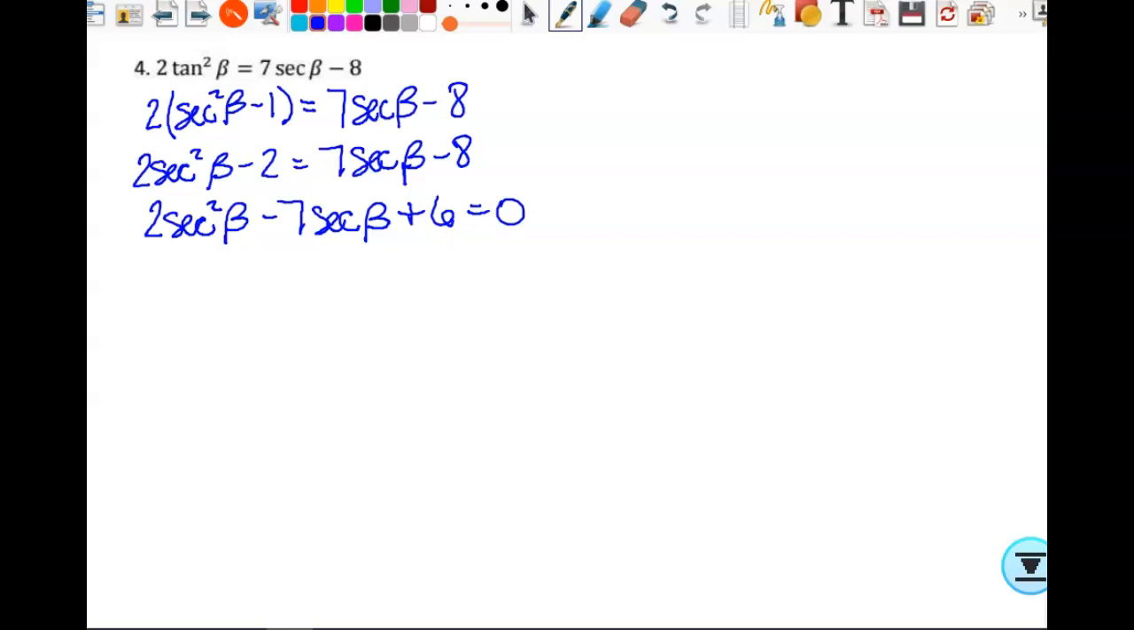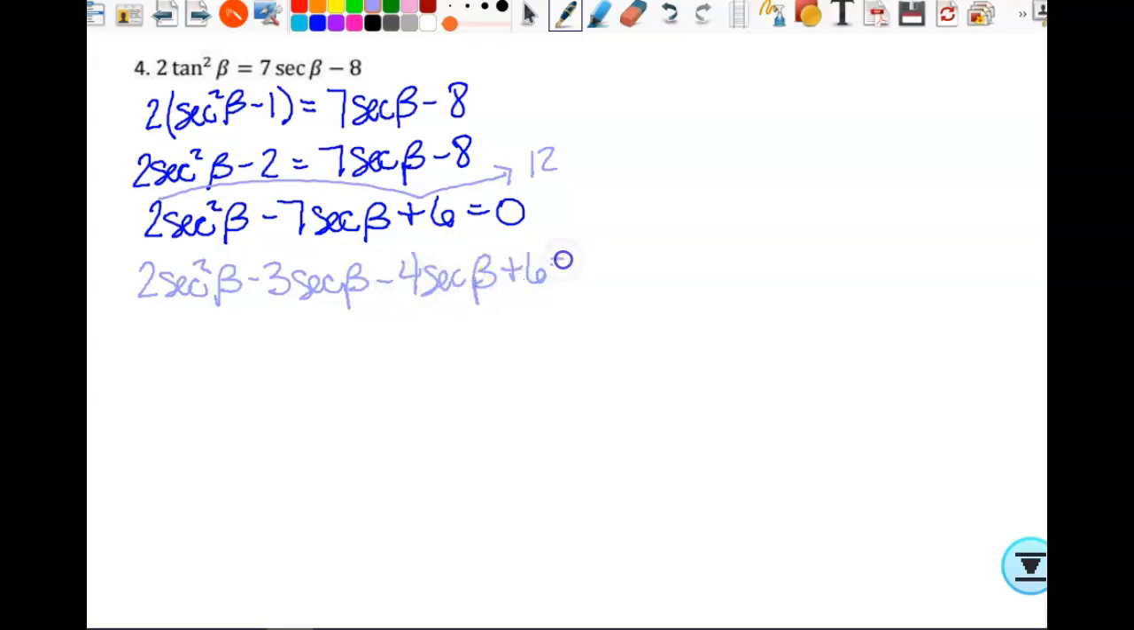It's the exact same process as factoring by grouping if this was just x squared and x here. So I'm going to do 2 times 6. That gives me 12. So two numbers that multiply to give me 12 and combine to give me negative 7: 3 and 4. So 2 secant squared beta minus 3 secant beta minus 4 secant beta plus 6 equals 0.